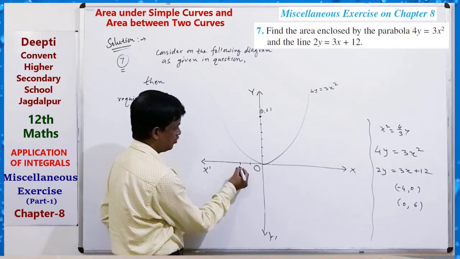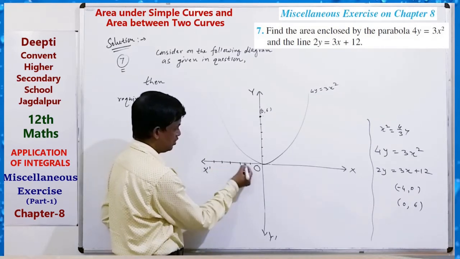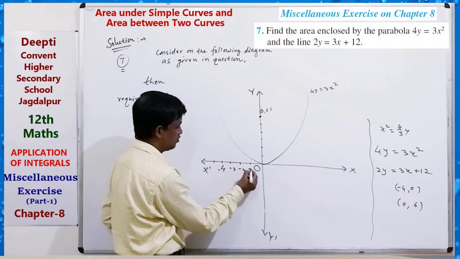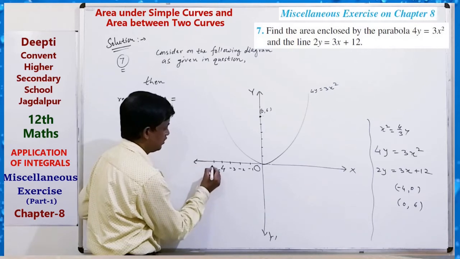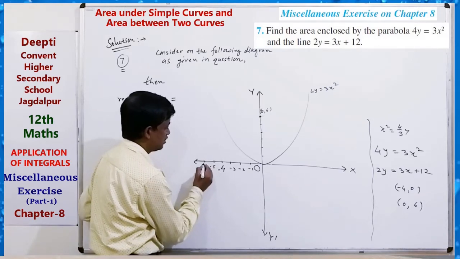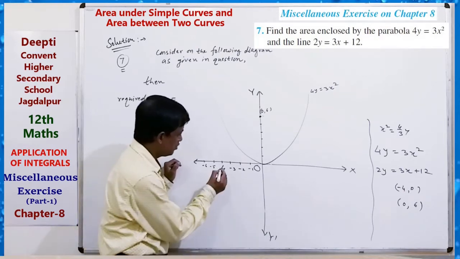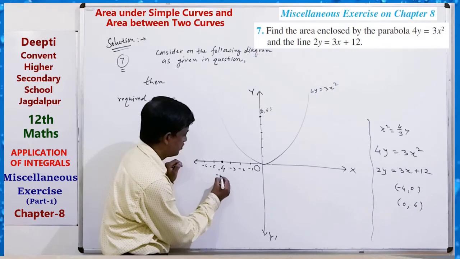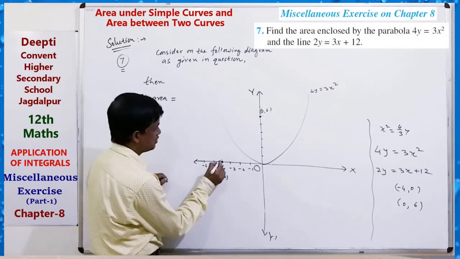And minus 4, 0. 1, 2, 3, 4, 5. 1, 2, 3, 4. This is 4. Minus 4. Minus 3. Minus 2. Minus 1. Clear? Minus 5. Minus 6. And so on. Now minus 4, 0 is this point. Now the graph of this.